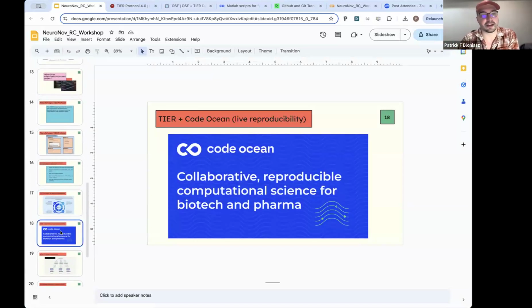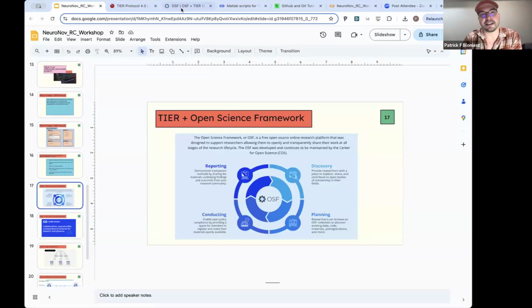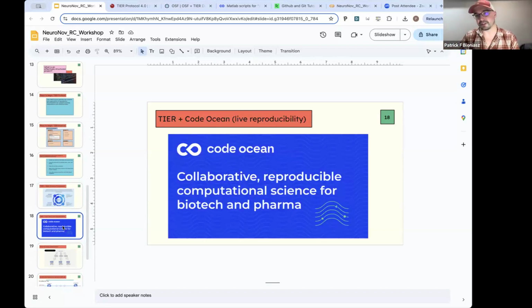The last one that I want to quickly show for this idea of using the TIER protocol is that the OSF framework is really great, but it's sort of frozen in a way, where you have everything well structured on your computer, and then instead of just having it on your computer, you're making it accessible for other people to engage with. But we can actually make it more lively, where we can truly do the one-click reproducibility.